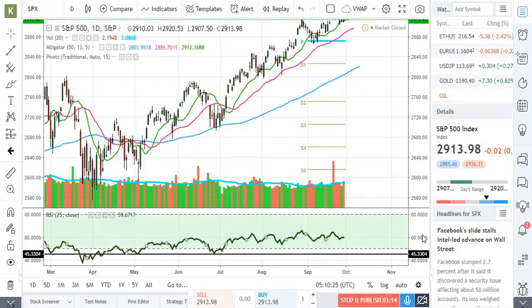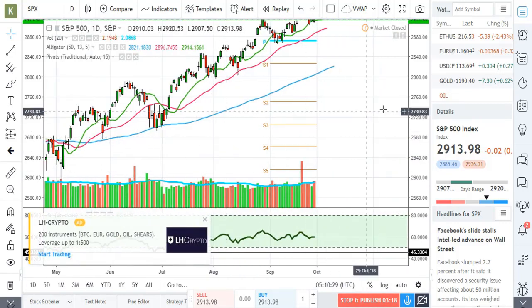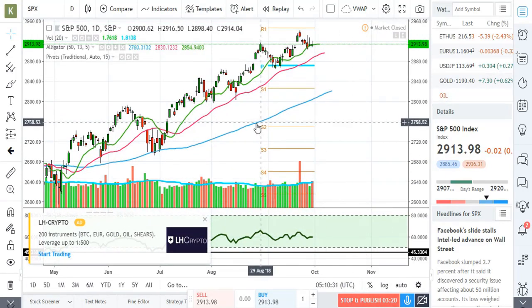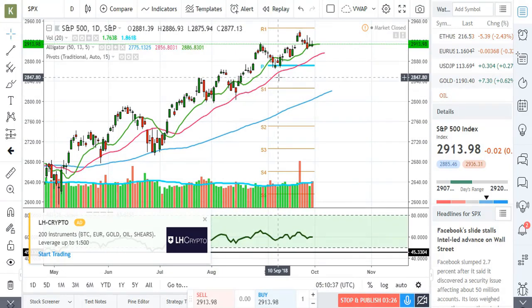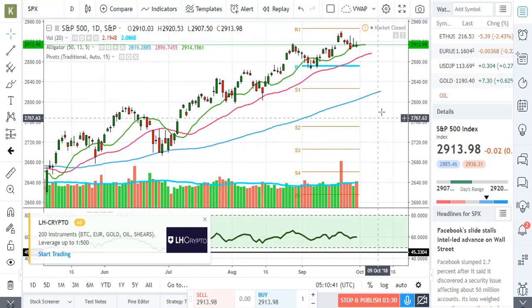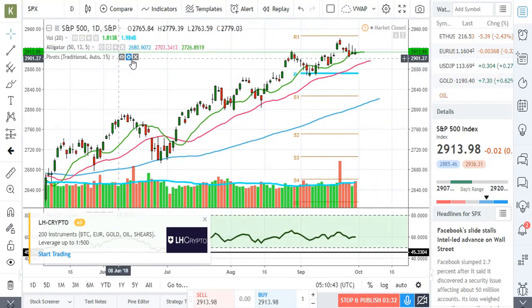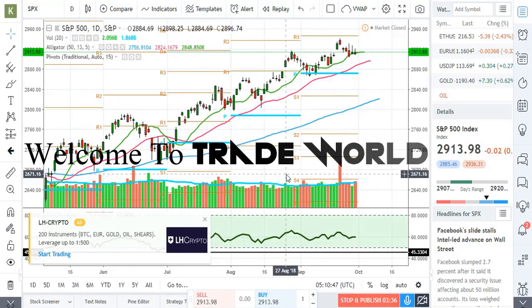So S&P, if you can see it here, has been running quite good right now. It always touches the 13 area, as you can see here. That's the trend with our pivot line. Let us show this one, historical pivots.